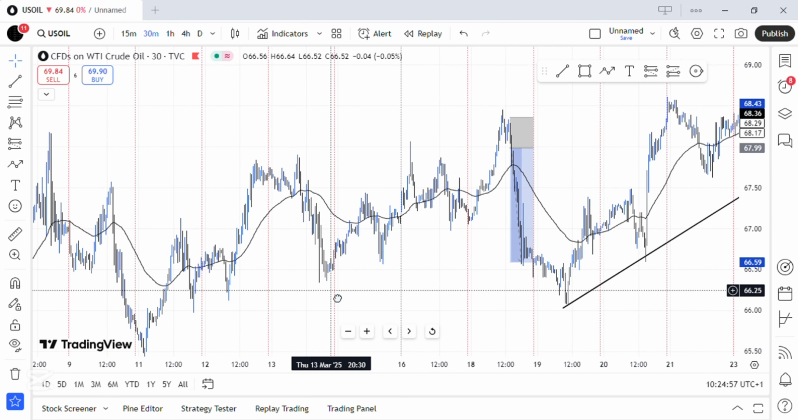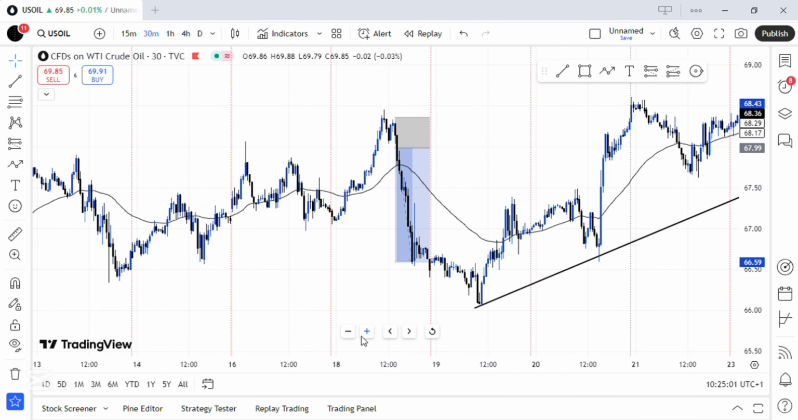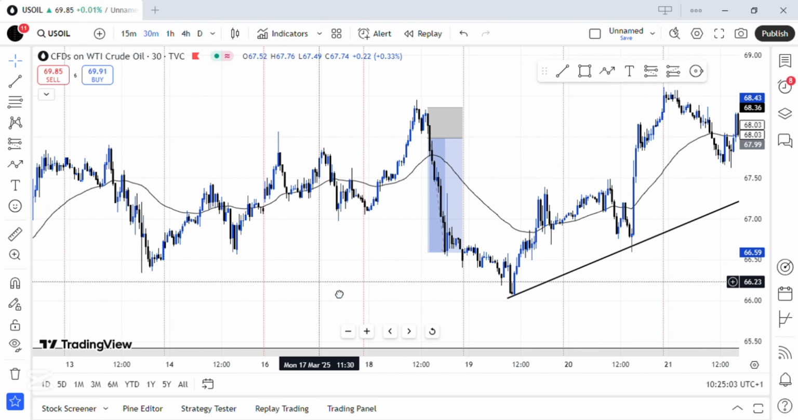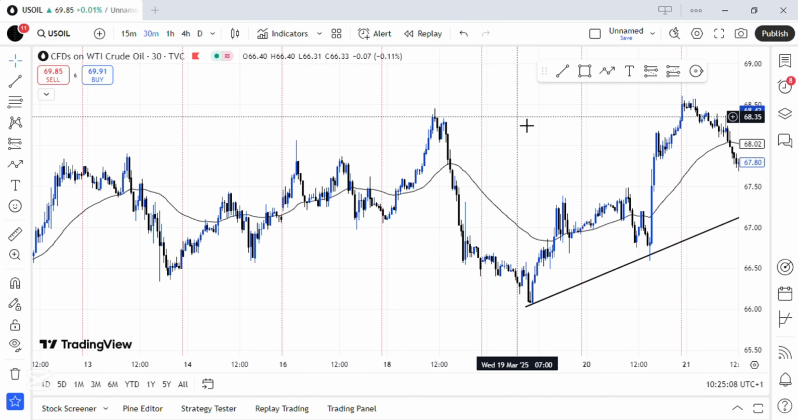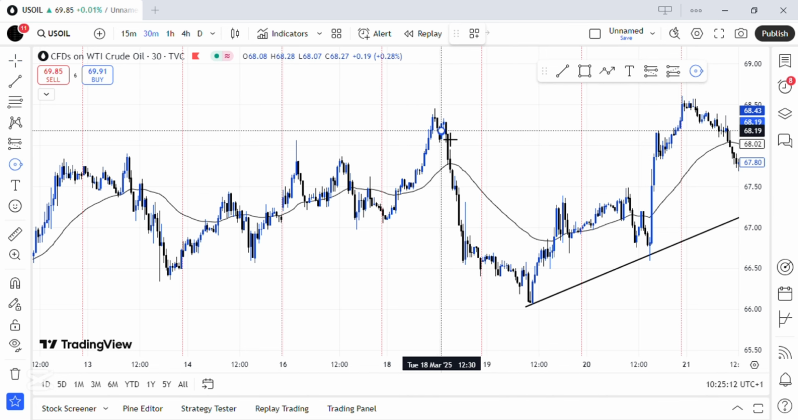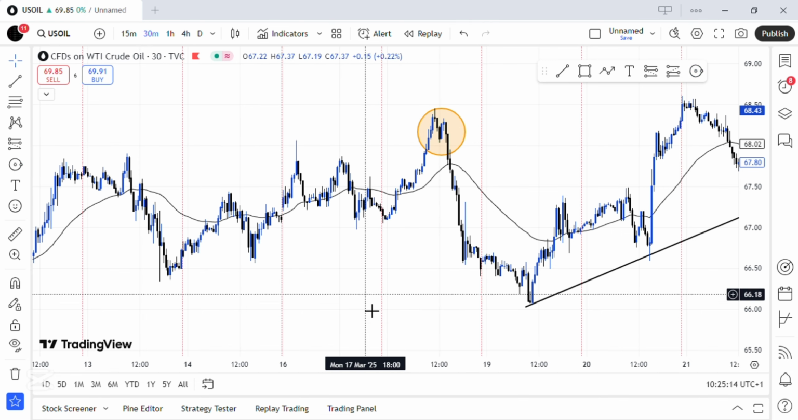I was looking at what? I was looking at a trend line. I was also looking at my moving average. I was also looking at the chart pattern that was going on, and I was also looking at the momentum candle. The first thing I want to show you is the chart pattern. This is a chart pattern called a double top chart pattern.